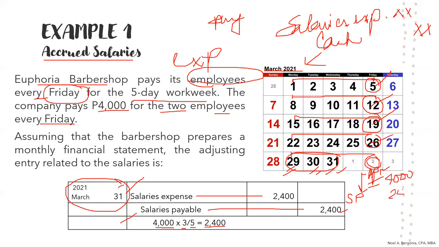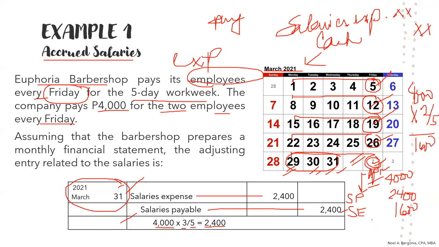So yun muna yung unang babayaran, 2,400. Tapos di ba may nagamit din tayo on April 1 at saka 2. So ang mangyayari, that will be a debit to salaries expense. Okay, magkano yun? 2 araw lang yun, so that would be around 1,600. Sir, paano 1,600? That is 4,000 times 2 days kasi April 1 at 2, yun yung nagamit during April, all over 5. Okay, kaya naging 1,600.